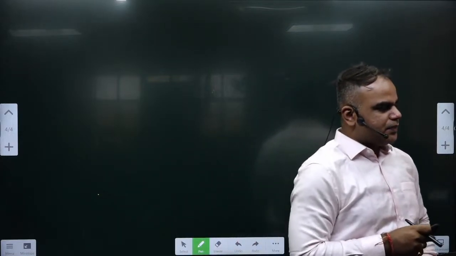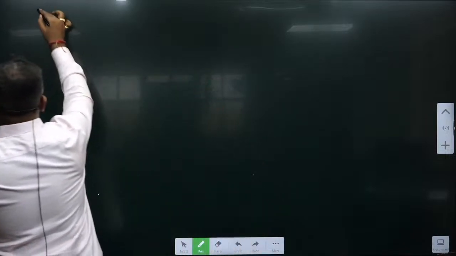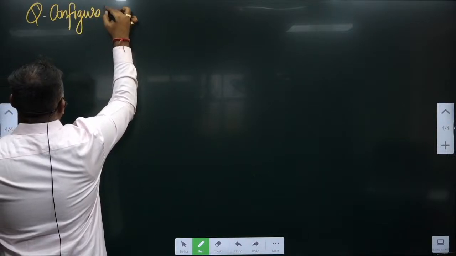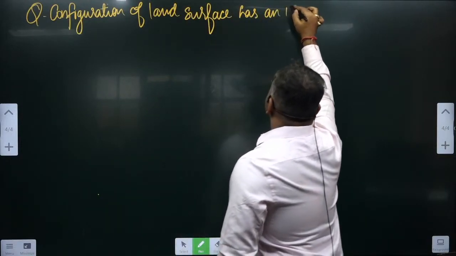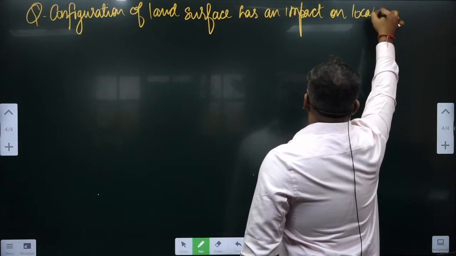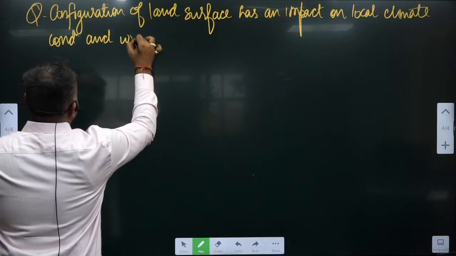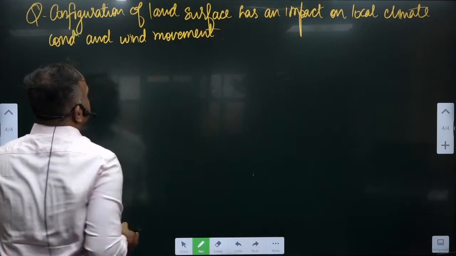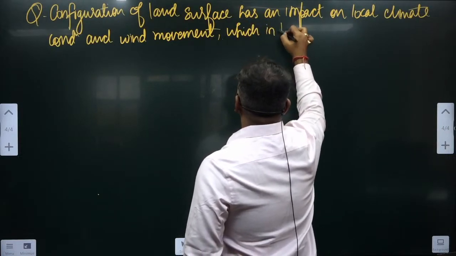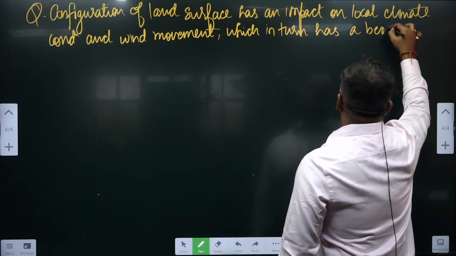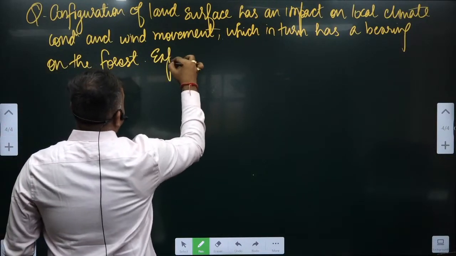So the question for us is, configuration of the land surface has an impact on the local climate conditions and wind movement, which in turn has a bearing on the forest. Okay, and the question says explain.